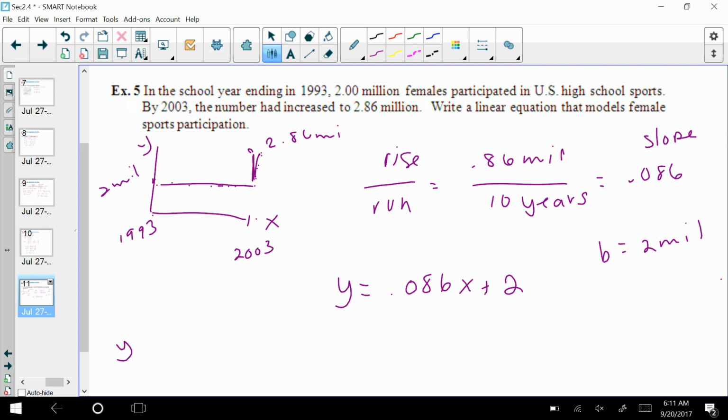So y in millions. And x is years since 1993. So if you plug in any year, 2017 for example, is 24 years since 1993, you can see how many, if this model actually was linear, you could see how many females were participating in high school sports in the US today.